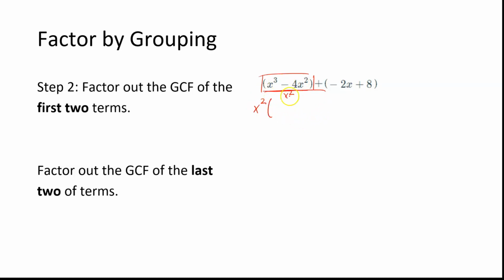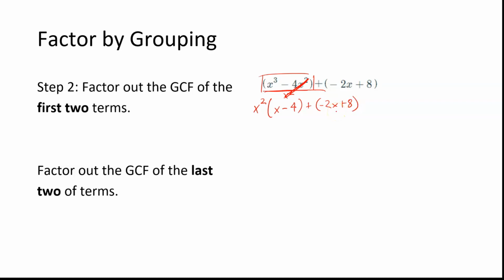That's going to leave me with an x here. And when I divide x cubed by x squared, these exponents are going to subtract from each other. That's what I'm doing here. So x cubed over x squared is 3 minus 2, which is 1, so x is left. And then I have a 4 here, my second term. Okay? And then I have plus negative 2x plus 8 right here.